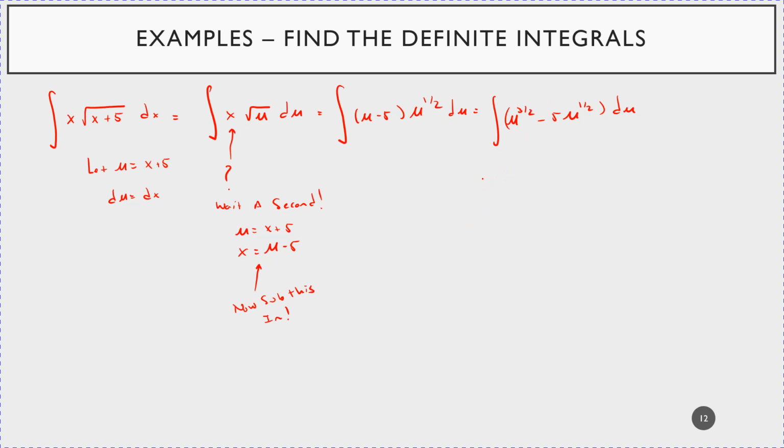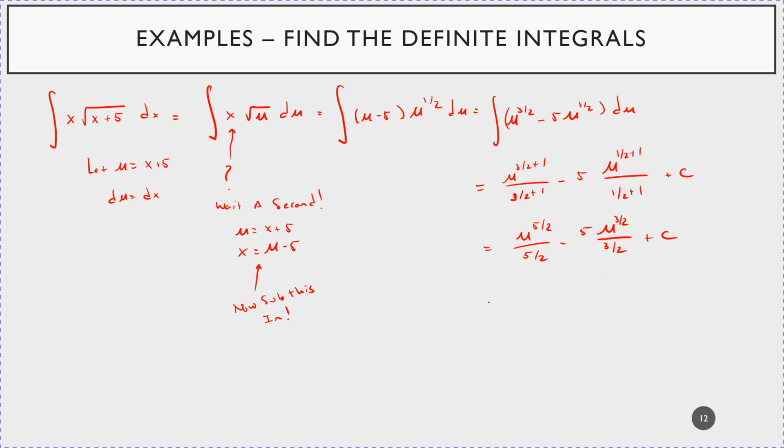Okay, so just general power rule this, right? So this is u to the 3/2 plus 1 all over 3/2 plus 1, minus 5 times u to the 1/2 plus 1 all over 1/2 plus 1, plus c. So this is just u to the 5/2 all over 5/2 minus 5 u to the 3/2 all over 3/2 plus c.